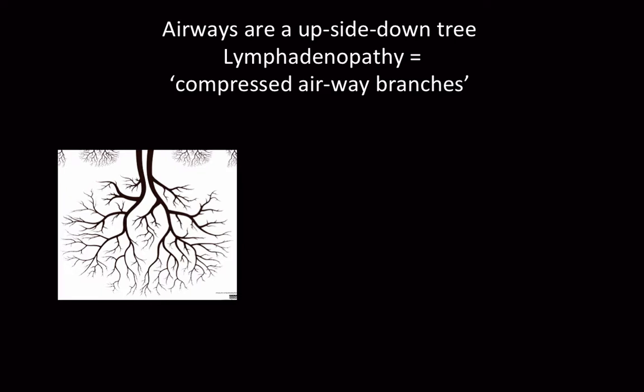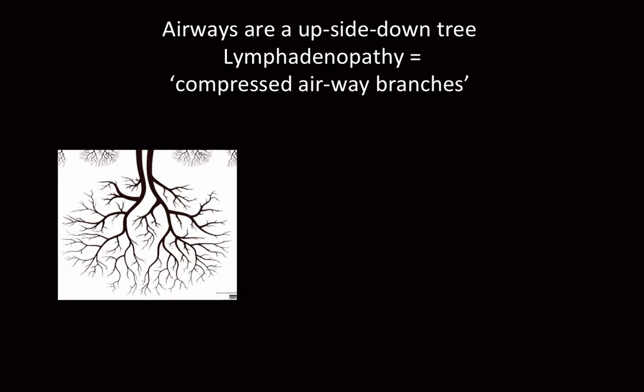I want to make a second important point. It's actually quite hard to see lymphadenopathy in kids. So what you want to do is look for anything that will help you make your diagnosis. I put up an upside down tree because that's what we're dealing with when we talk about the airway in a child. It's a bronchial tree. So there are diverging branches that become thinner and thinner.